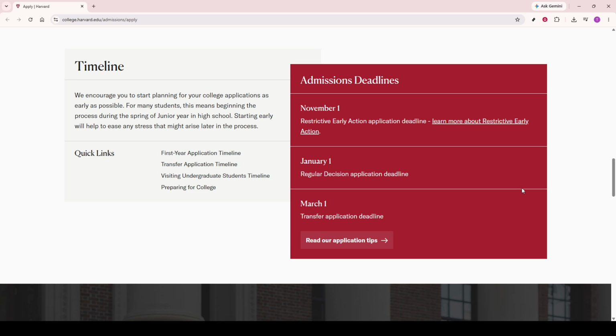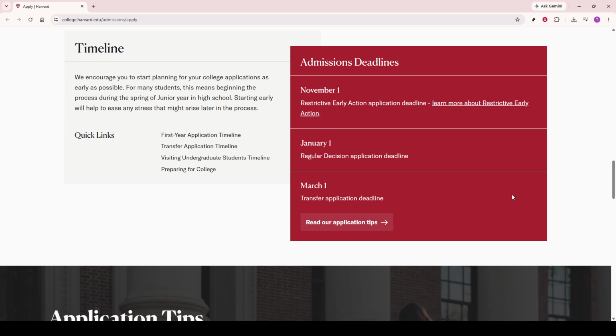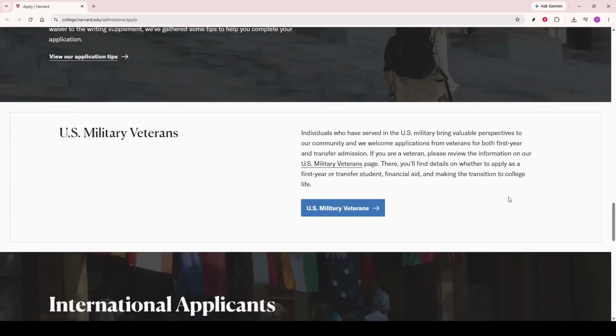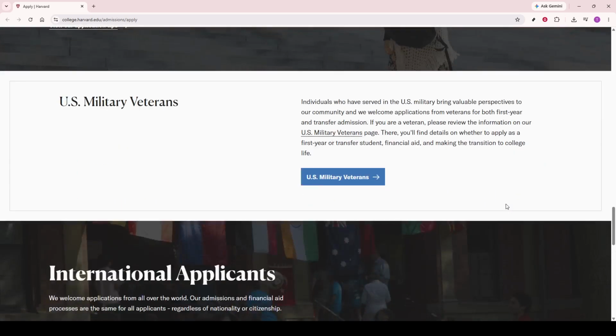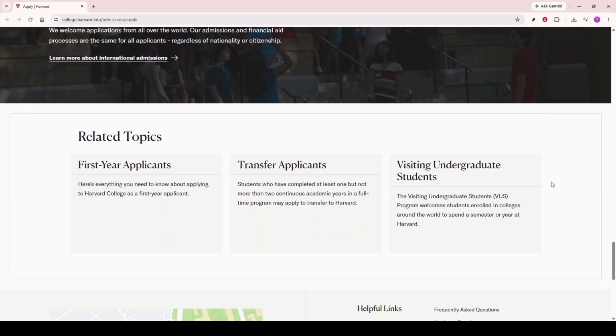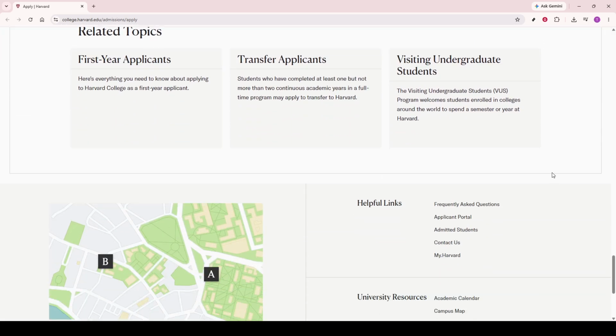Harvard also requires standardized test scores. You'll need to submit either the SAT or the ACT, with or without the writing section. According to the instructions, you can self-report your scores directly on the application. Even so, always review the latest admissions guidance so you understand exactly how Harvard wants scores submitted.